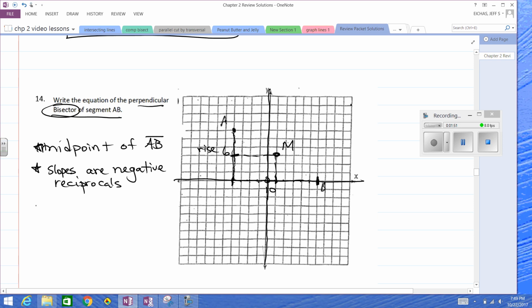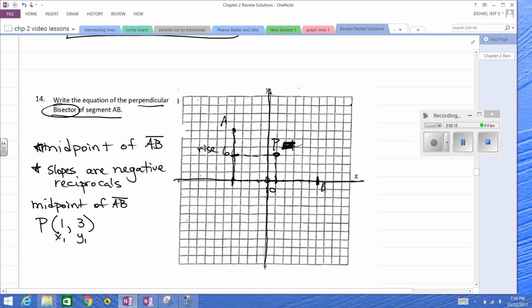Okay, so the midpoint of AB, we're calling it, oh, that's going to confuse people. Okay, forget that I used M. Let's use P. Let's call it P so that we don't confuse midpoint and slope. All right, so the point that we're going to pass through is over at 1, 3. So that's going to be x1, y1.